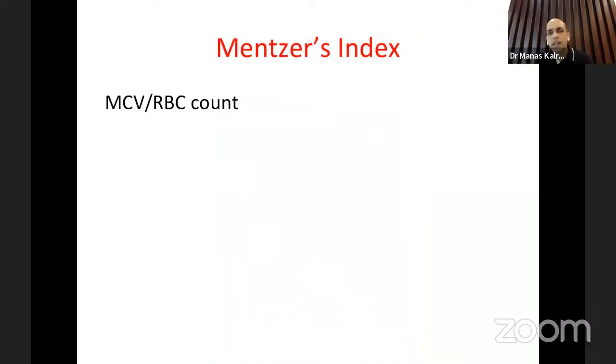Okay. Another important parameter that we can calculate is MCV by RBC count, which is the Mentzer index. I'm not going into all the other indices because it gets confusing, but at least Mentzer index is something that you should know. So what happens in the Mentzer index? You will see that in thalassemia minor, the RBC count is very high. So the denominator becomes high, and the value goes less than 13.